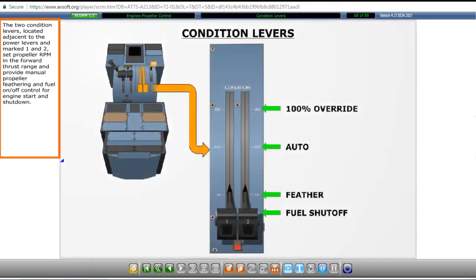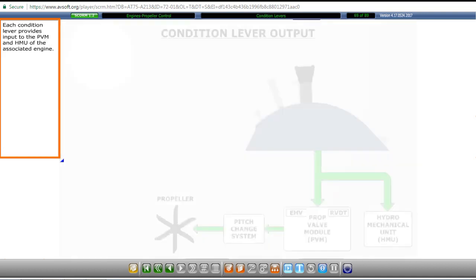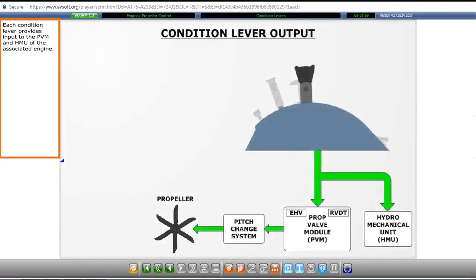The two condition levers, located adjacent to the power levers and marked 1 and 2, set propeller RPM in the forward thrust range and provide manual propeller feathering and fuel on-off control for engine start and shutdown. Each condition lever provides input to the PVM and HMU of the associated engine.